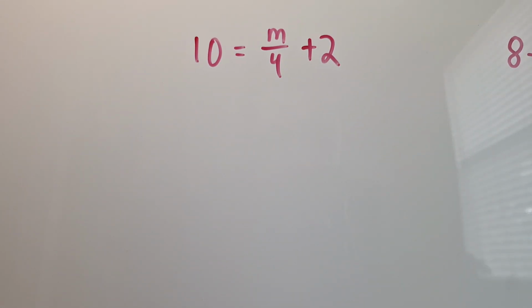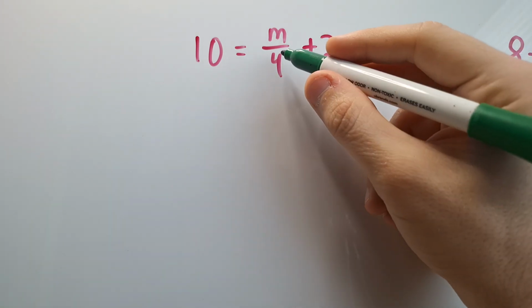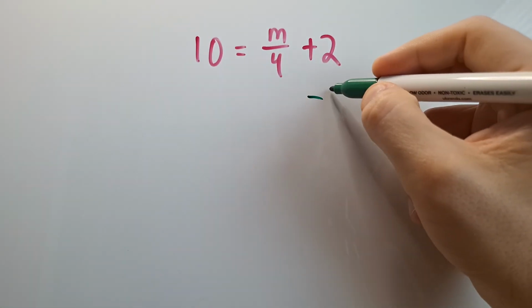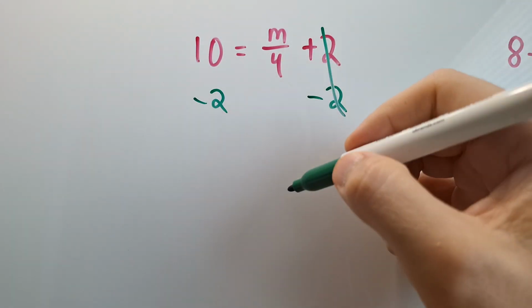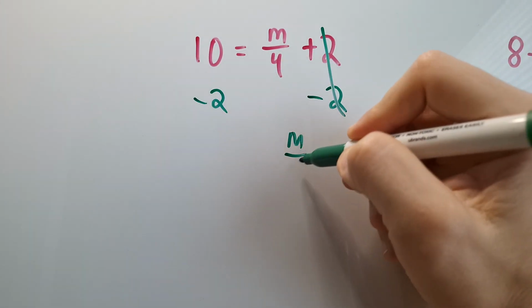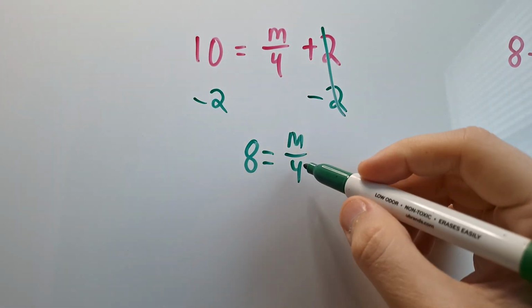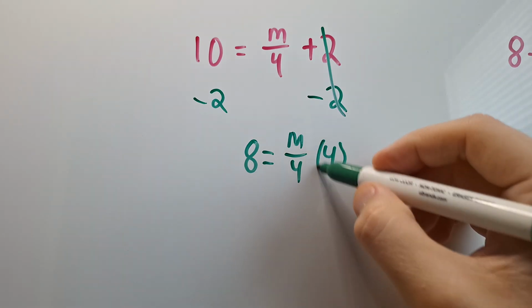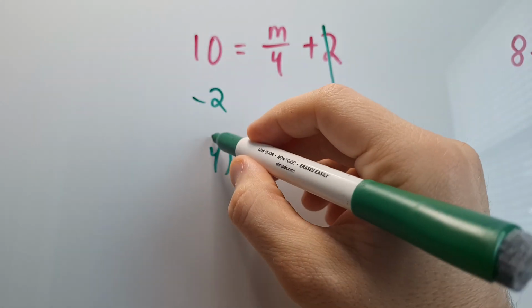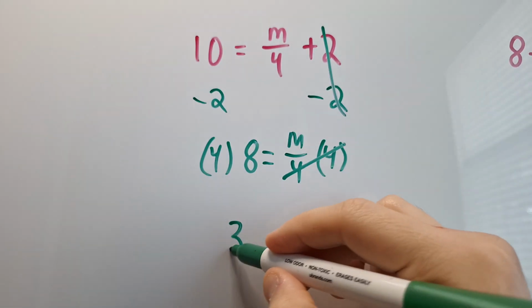So here I have 10 equal to m divided by 4 plus 2. Get the variable term by itself first by isolating it by way of subtracting 2 from both sides. This gives me m divided by 4 equal to 10 minus 2. Now to undo division, multiply. Cancels this out here. 8 times 4 is 32.